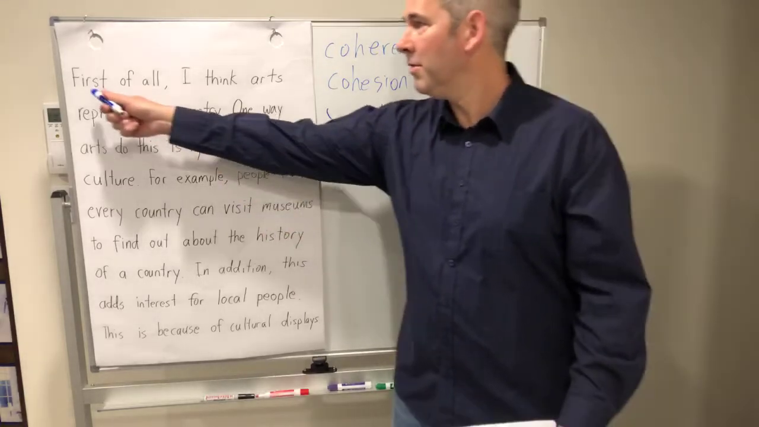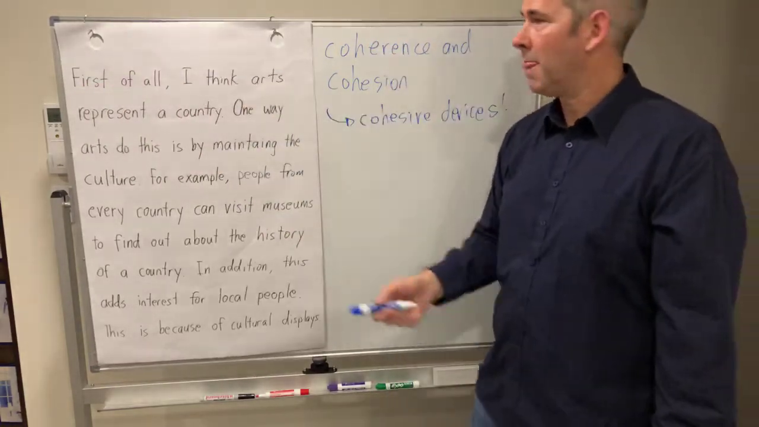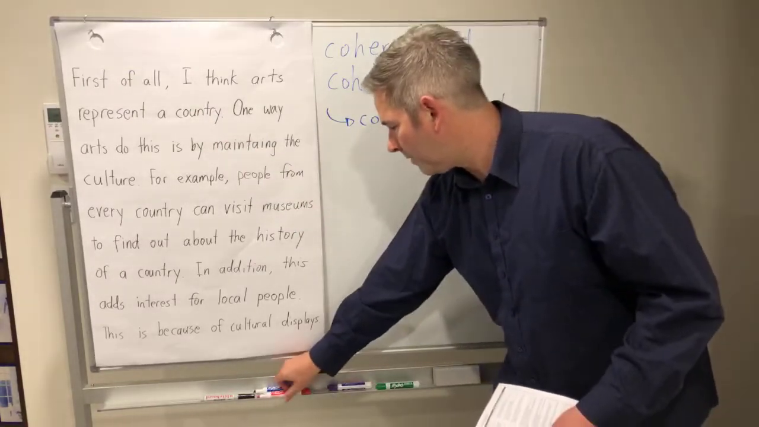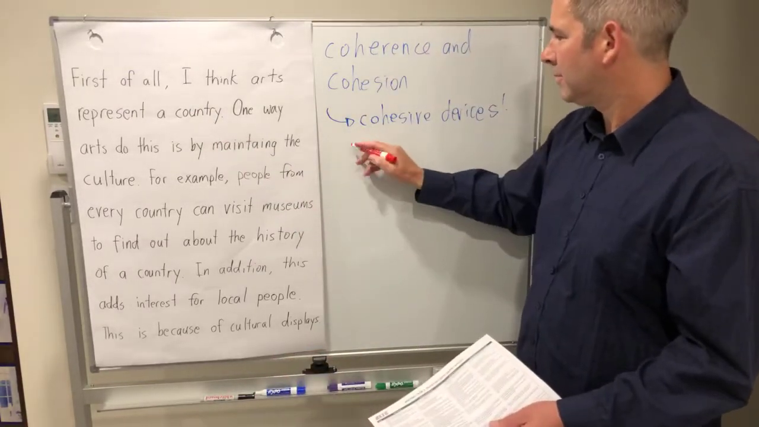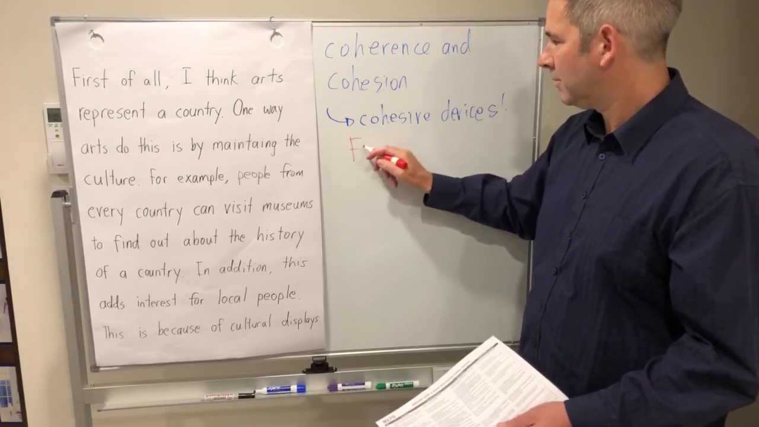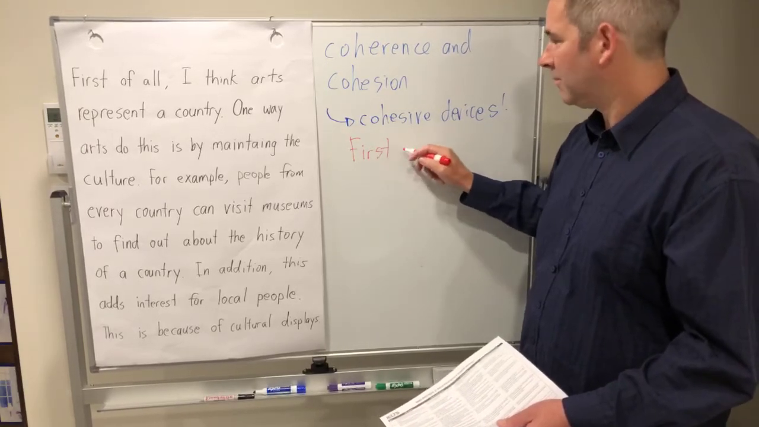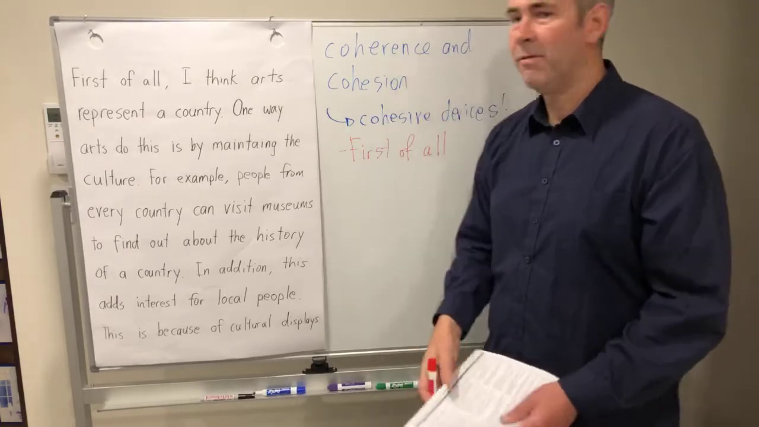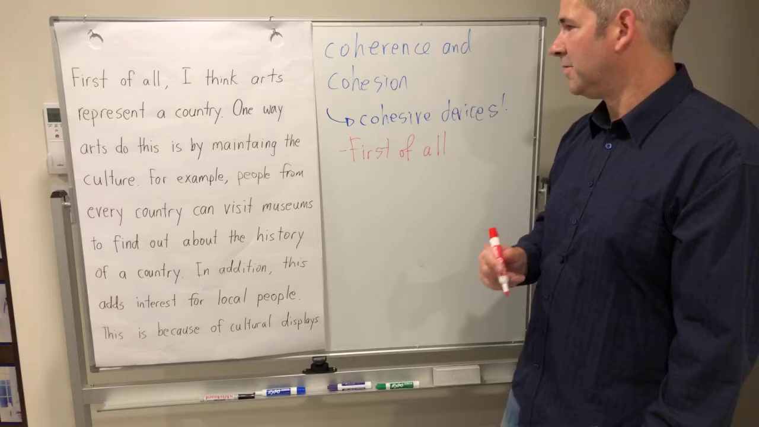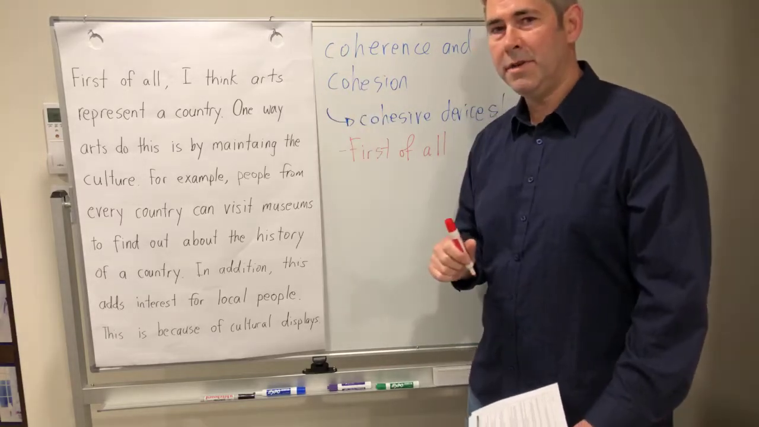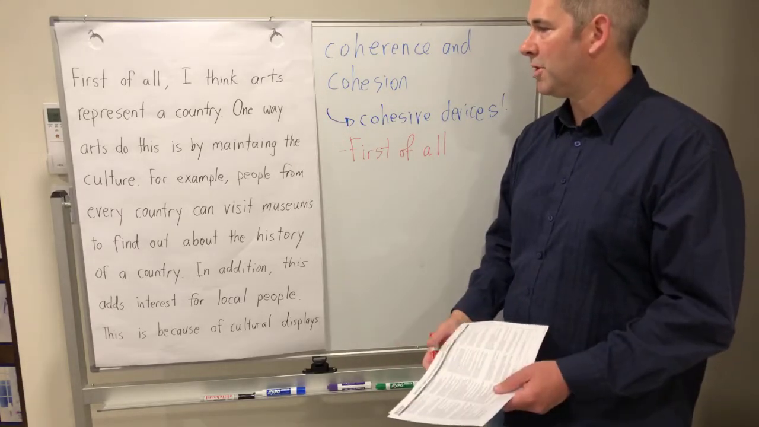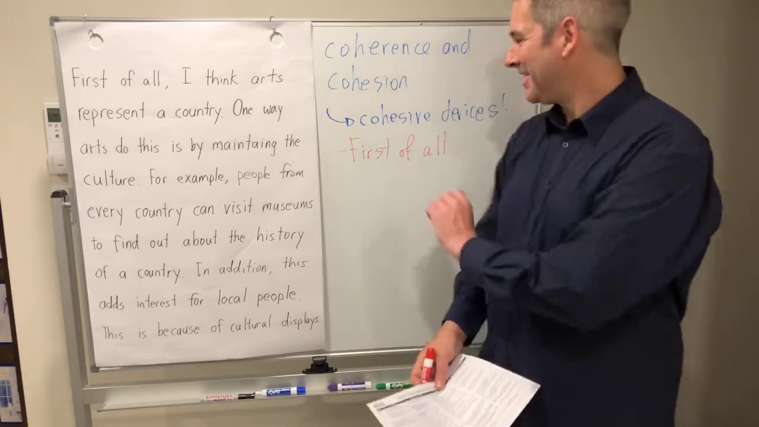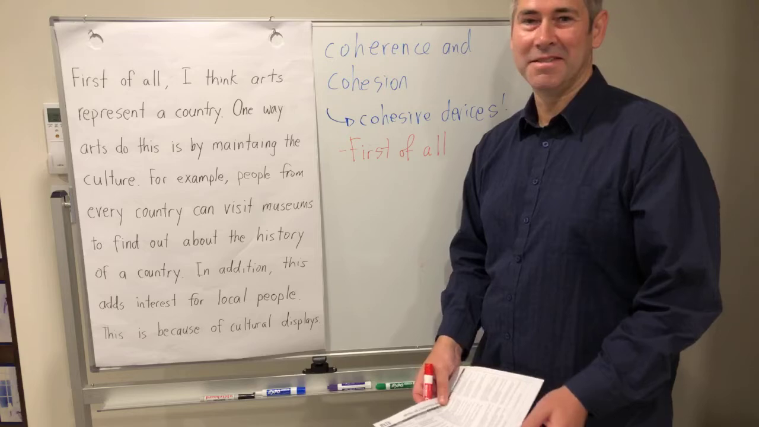Now, here is one, first of all. So, first of all is an example. I'll put that up in red. Okay, first of all, that is a cohesive device. See if you can spot some others here in this main body paragraph. There are others, so I'm not going to give you a hopeless mission. See if you can find other cohesive devices.